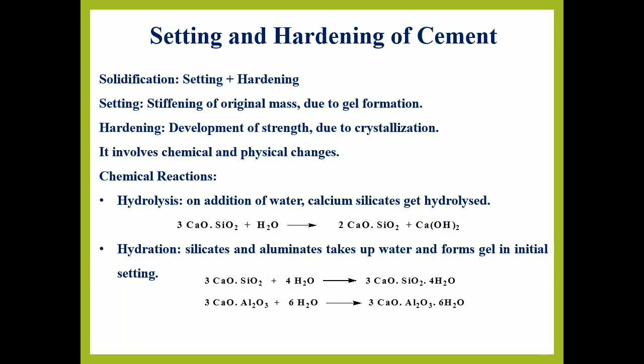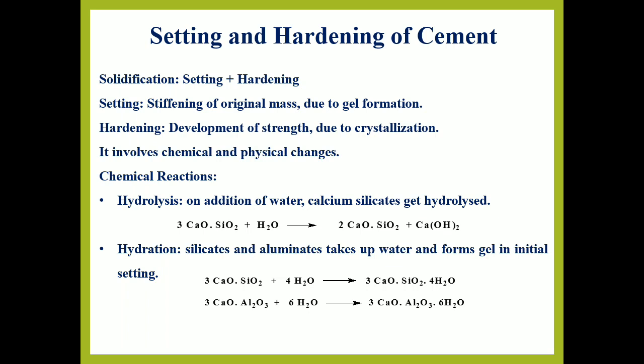Now, during the use of cement, a setting process goes on. So we'll look at the setting and hardening of cement. When cement is mixed with water and allowed to stand, it converts into a very hard, rock-like mass. This process is known as solidification. It can be divided into setting and hardening. Setting is the stiffening of the original mass due to the formation of gel, while hardening is the development of strength in the cement due to the crystallization process.